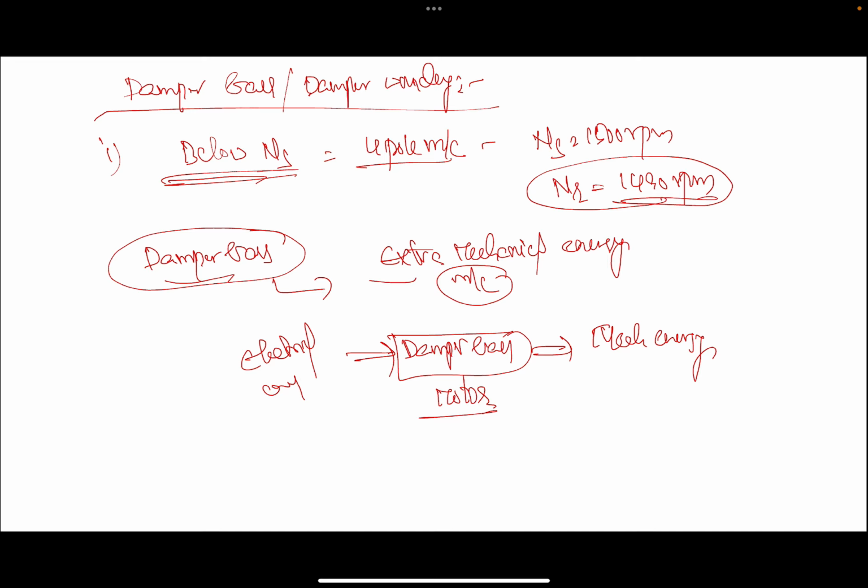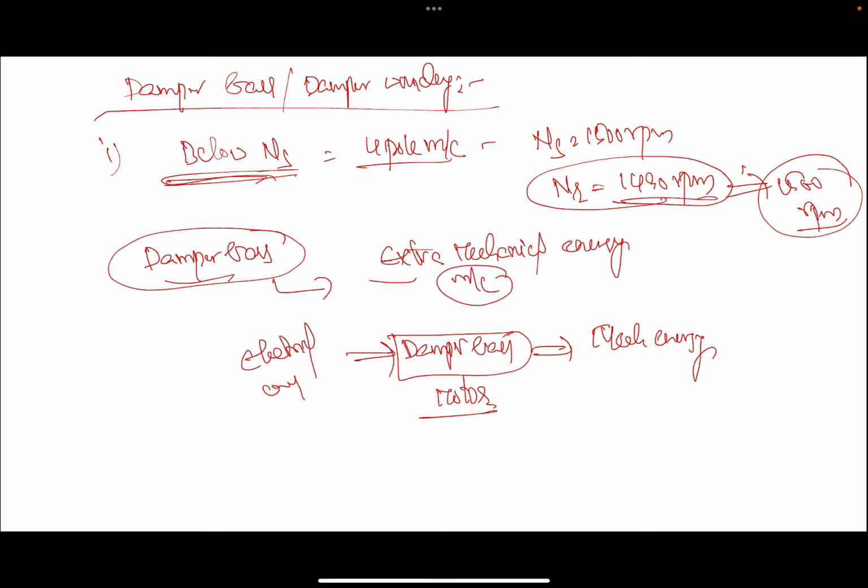Now what is this damper bar doing? It identifies what the fault is and what the rotor speed is. When the rotor speed is less, it understands that it requires additional mechanical energy, so the damper bars behave as a motor which converts electrical energy into mechanical energy, and it supplies additional energy to this rotor, so that the speed is increased to 1500 rpm. This is how it tries to reduce the external disturbances. This is what actually happens when the rotor rotates at less than the synchronous speed.